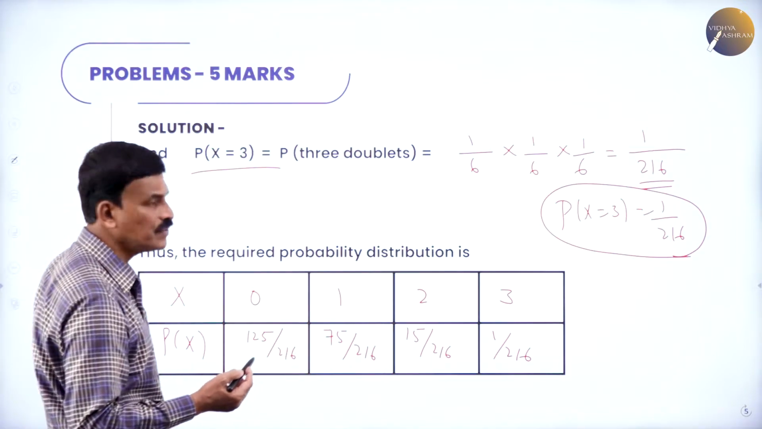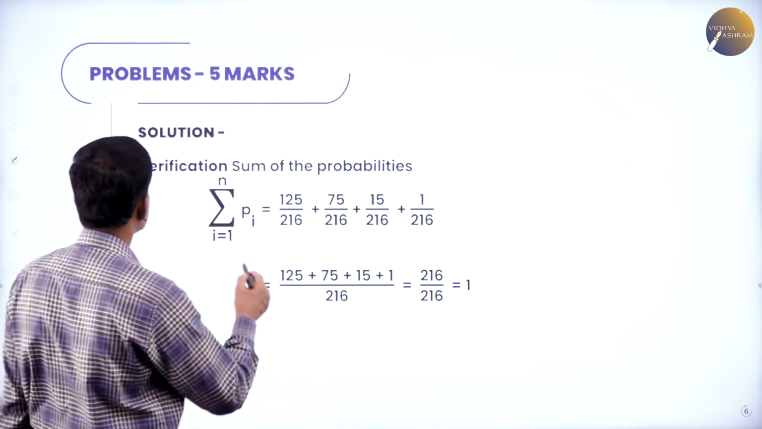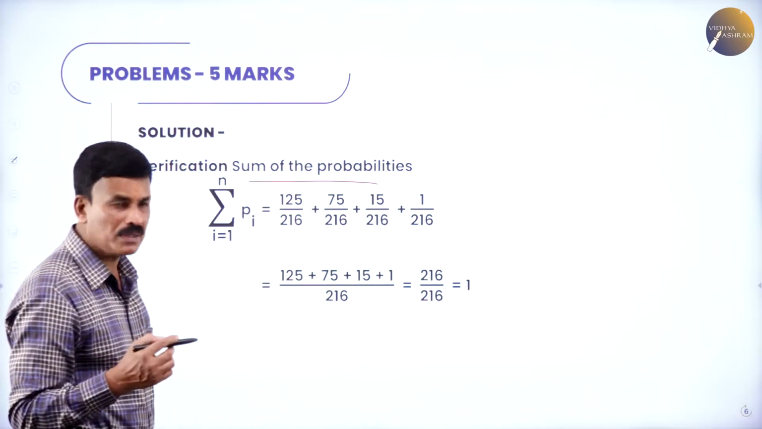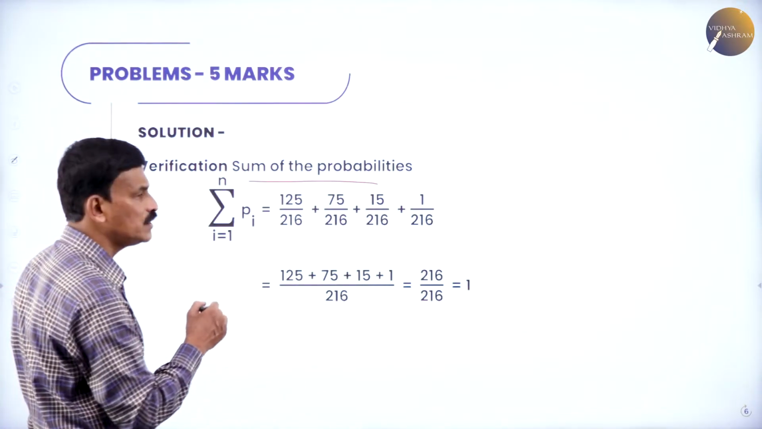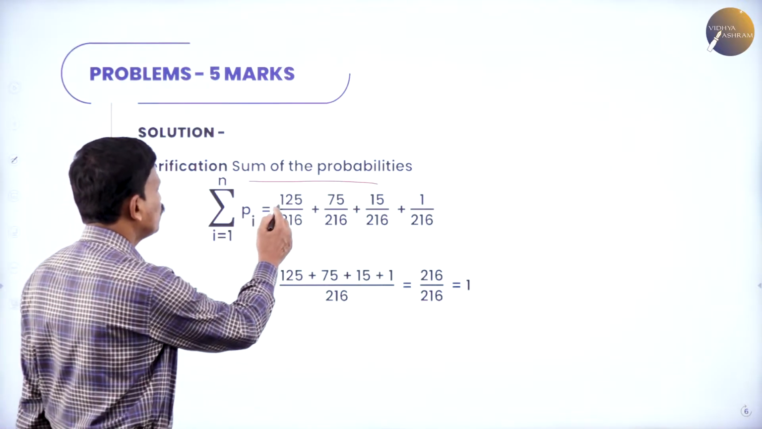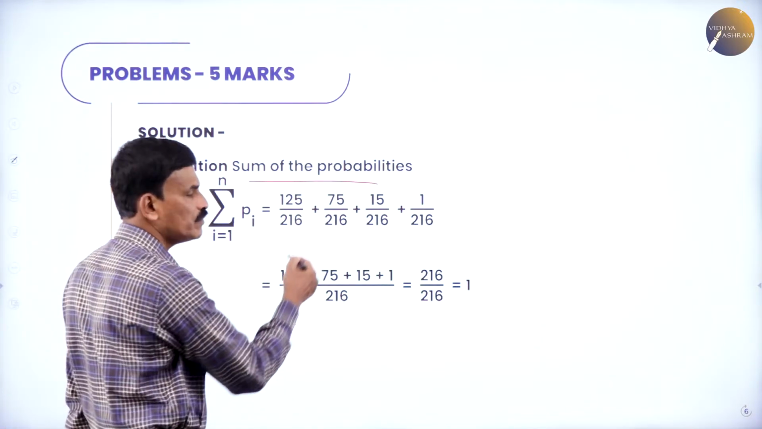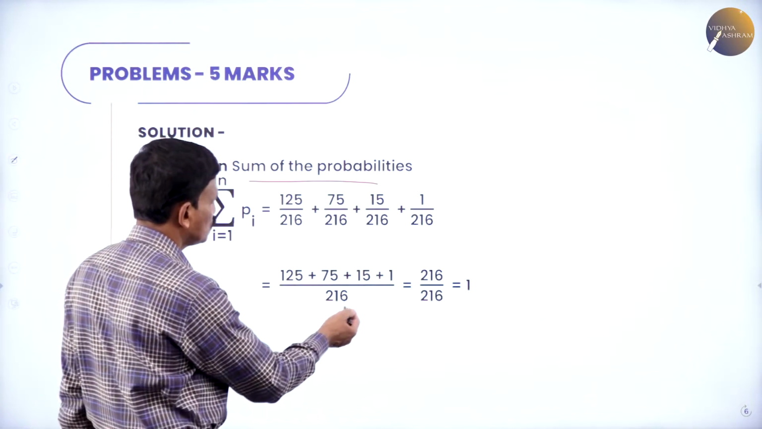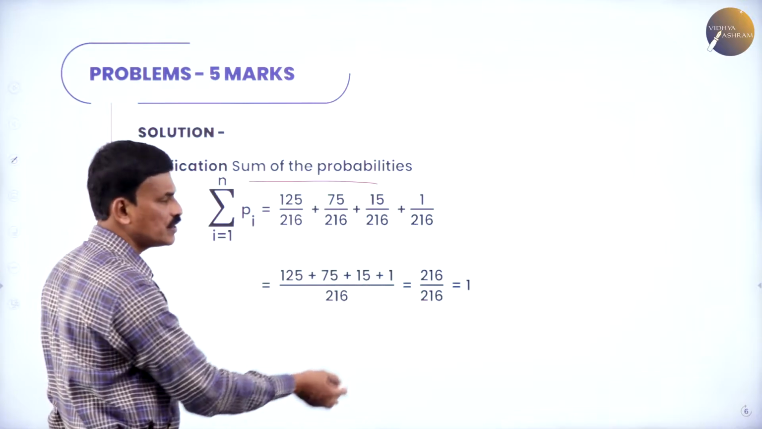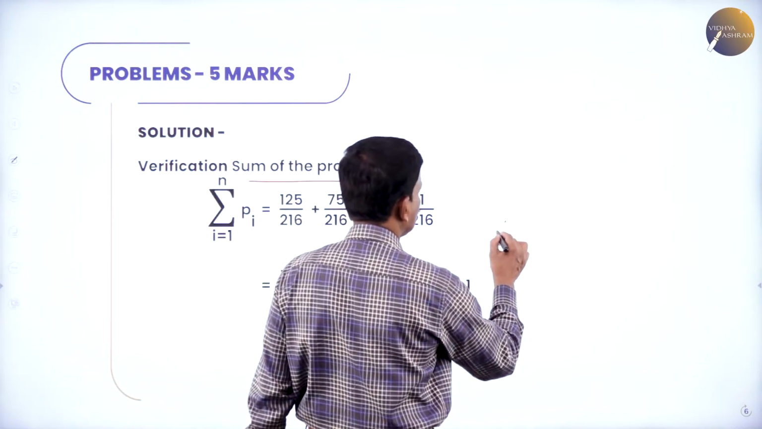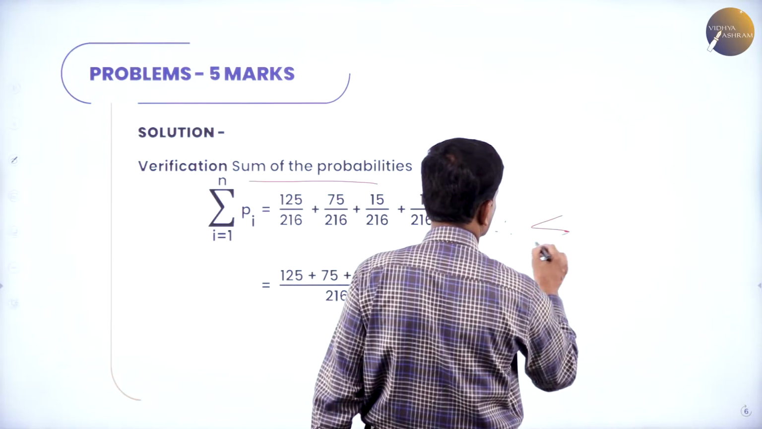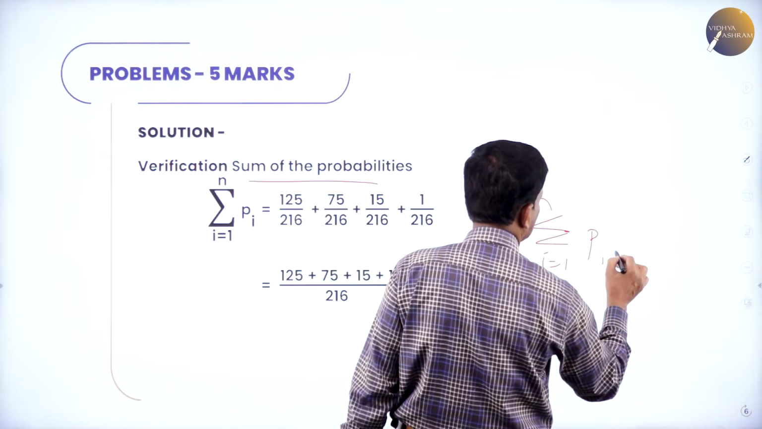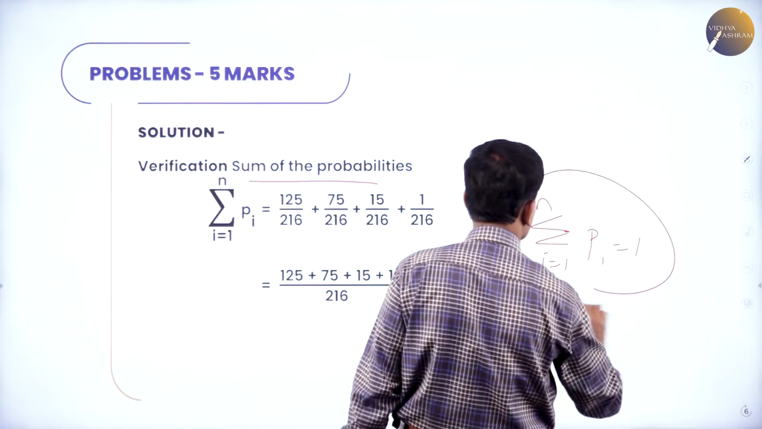Let us verify. If you want verification, we can verify. Now let us come to the verification. Sum of the probabilities, sigma i equals 1 to n of p_i, is equal to 125/216 + 75/216 + 15/216 + 1/216, which is 216/216, that's equal to 1. So therefore sigma i equals 1 to n of P(i) is equal to 1.